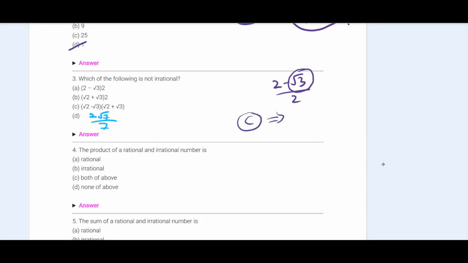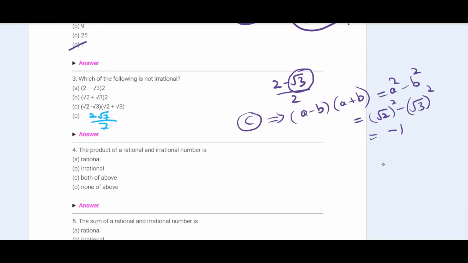gives you root 2 minus root 3 into root 2 plus root 3, which is of the form a minus b into a plus b. If you solve this, you will get a square minus b square, that equals root 2 whole square minus root 3 whole square, which gives you minus 1. So minus 1 is a rational number. So the answer is option C.